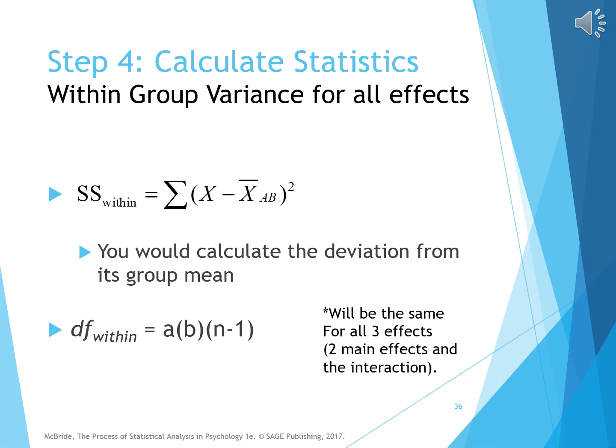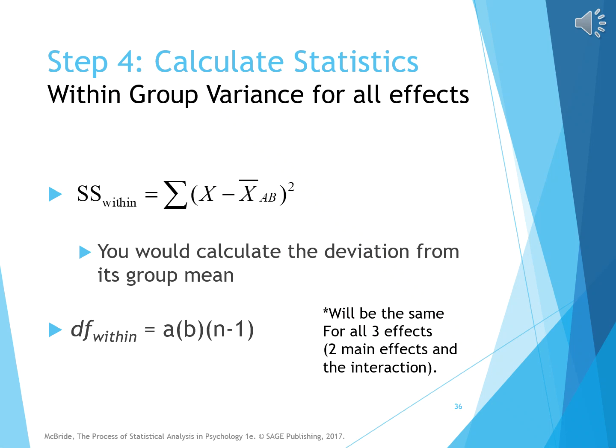44.49. Now finally, we can calculate the within groups variance for all of the effects. It's going to be the same number. This is the denominator of the F ratio for all of these tests, all of these effects. So the sums of squares within, you can see, is the sum of individual scores minus the condition means squared.